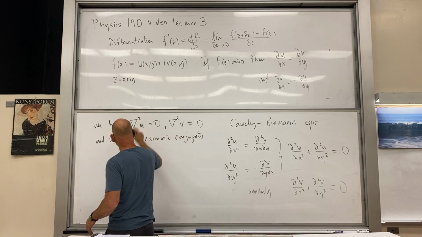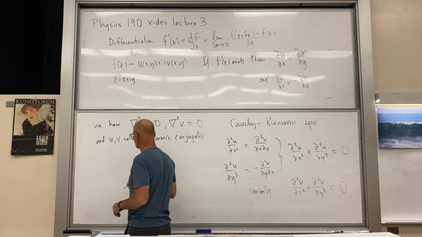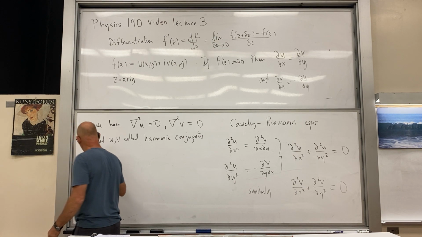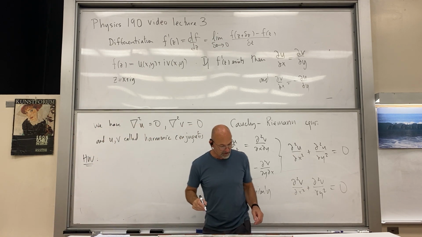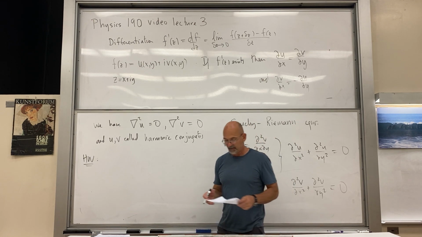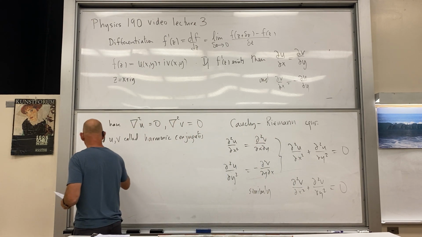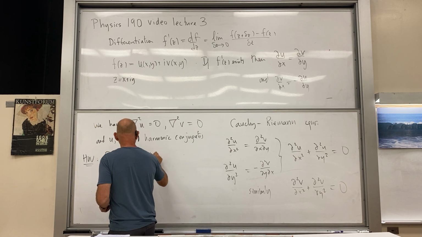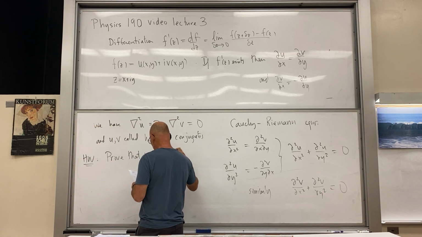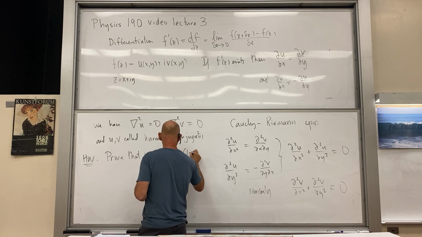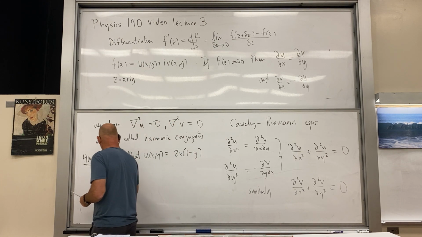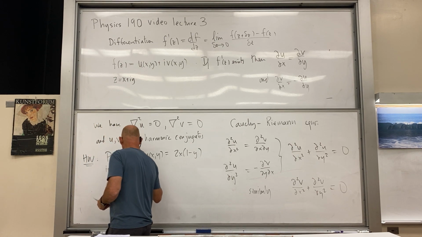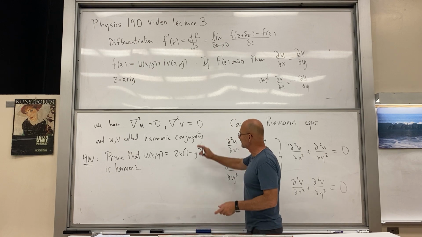These are harmonic functions, two of them harmonic conjugates. So homework, actually trivial, but we're going to run with this in a couple of steps, so I'll just write this down. Prove that u of x, y equals 2x(1 minus y) is harmonic. Okay, you can prove that in the time it takes you to write it down.